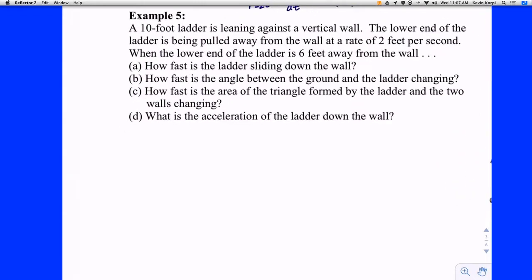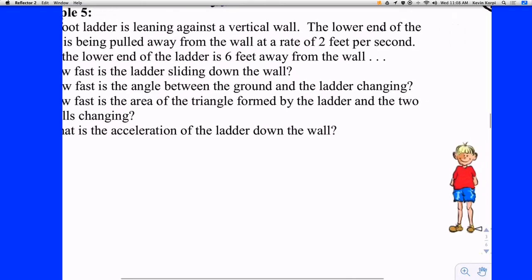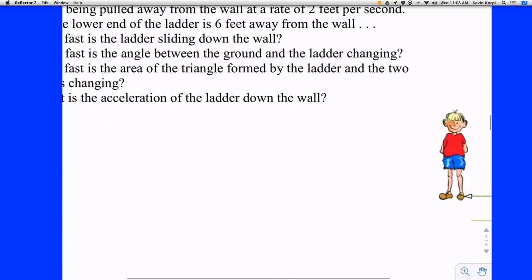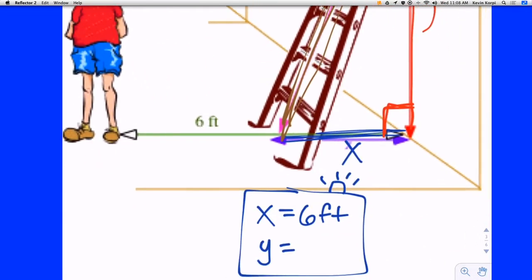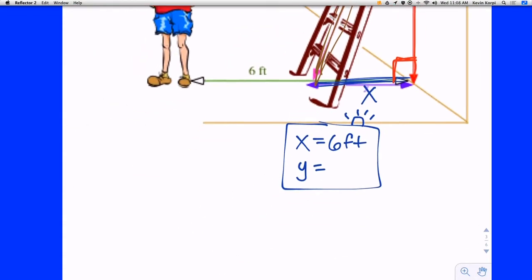So let's go ahead then and do what we normally do, just kind of setting up the problem. We drew the picture. The variables are defined. We want to go ahead and label the rates. 10-foot ladder, blah, blah, blah. The lower end is being pulled away. All right, so the lower end being pulled away is going to be the rate of change of what variable? X. It's directly changing X.